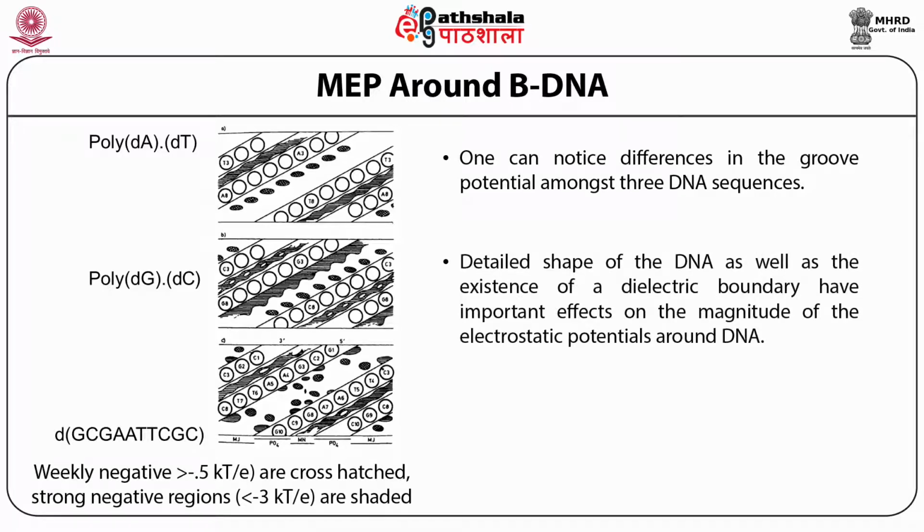The detailed shape of DNA as well as the existence of dielectric boundaries have been found to be important in affecting the group potential in the case of DNA. You can see clearly that the central top picture and the bottom picture show a difference in the group potential.